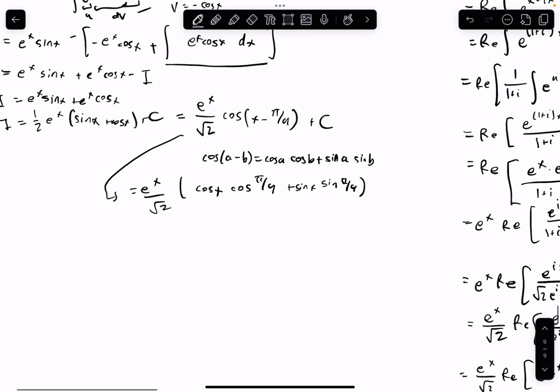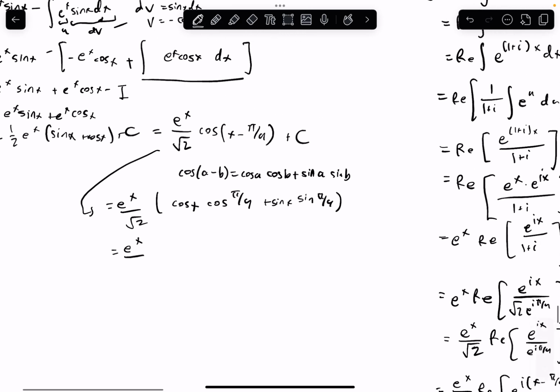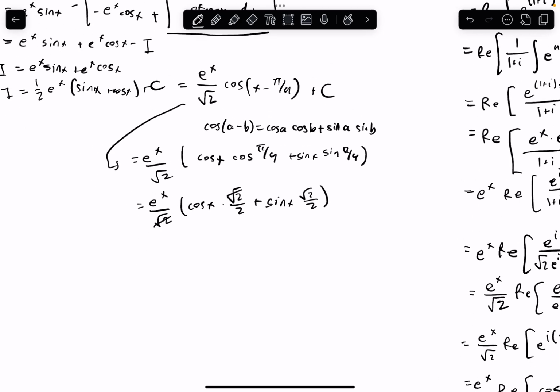And of course, this would just give e to the x over root 2 times cosine x times cosine pi over 4, which is root 2 over 2, plus sine x times sine pi over 4, which is root 2 over 2. And surprisingly enough, these root 2's cancel. These 1 over 2's can be factored out and brought out front. So you get one half e to the x times sine x plus cosine x, which gives us the same answer we got right here.